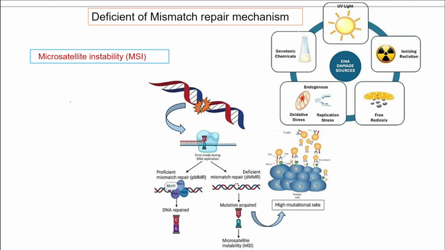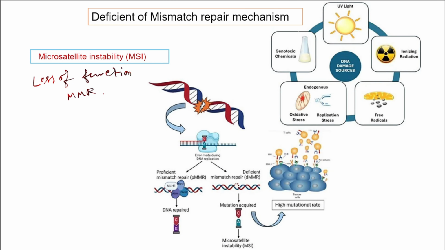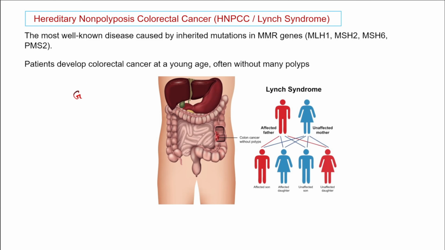If the mismatch repair mechanism fails, or a mismatch repair gene has loss of function, it leads to microsatellite instability. Normally mismatch repair proteins correct replication errors in this region, but when mismatch repair fails, errors accumulate and microsatellites become unstable. That means the insertion and deletion repeats expand, and this is called microsatellite instability, which causes a high mutation rate, and that causes tumor cells.